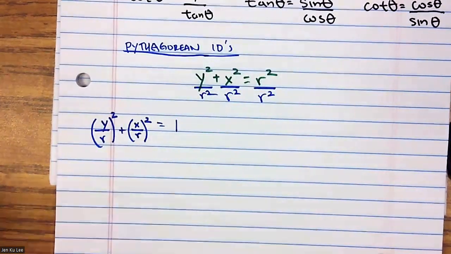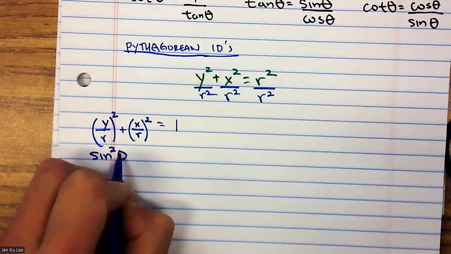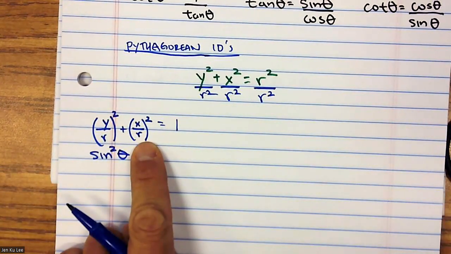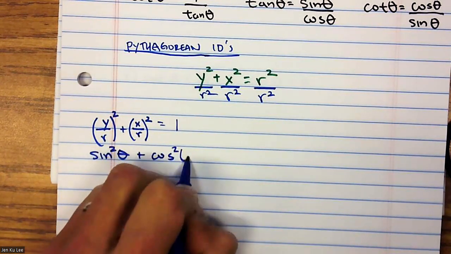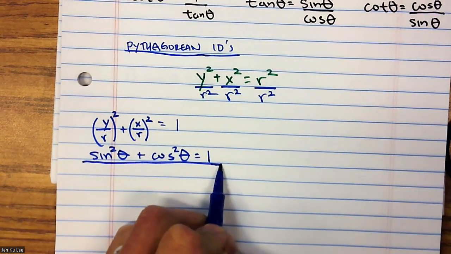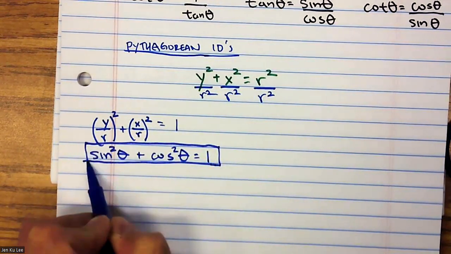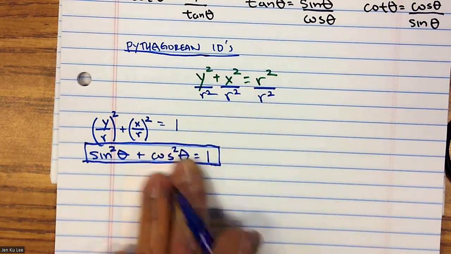Opposite over hypotenuse, right? Which is sine. So I'm going to put sine squared theta. What is x over r? Cosine. Cosine squared theta equals 1. This is your first Pythagorean identity: sine squared theta plus cosine squared theta equals 1. Okay? All right? You guys understand the activity?